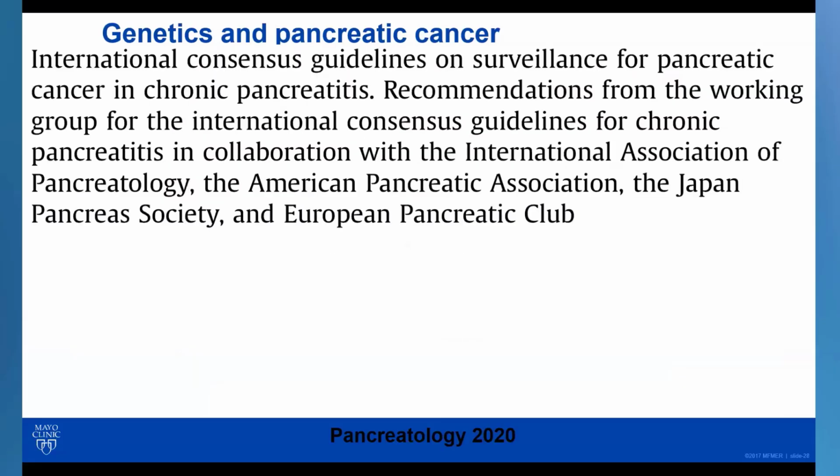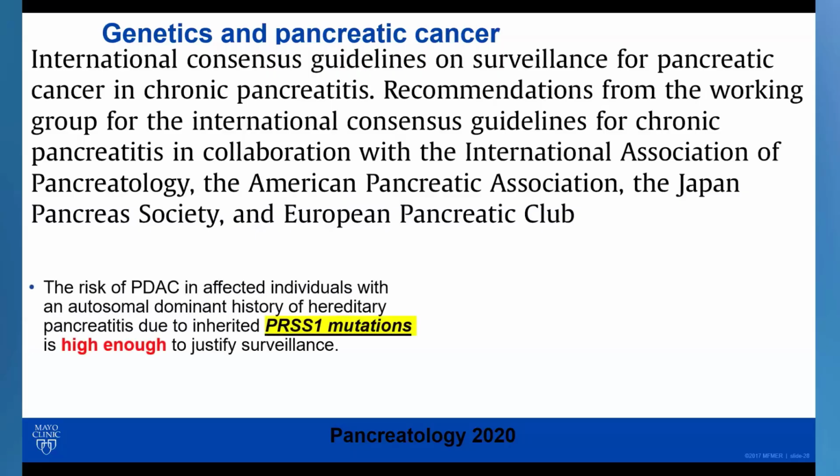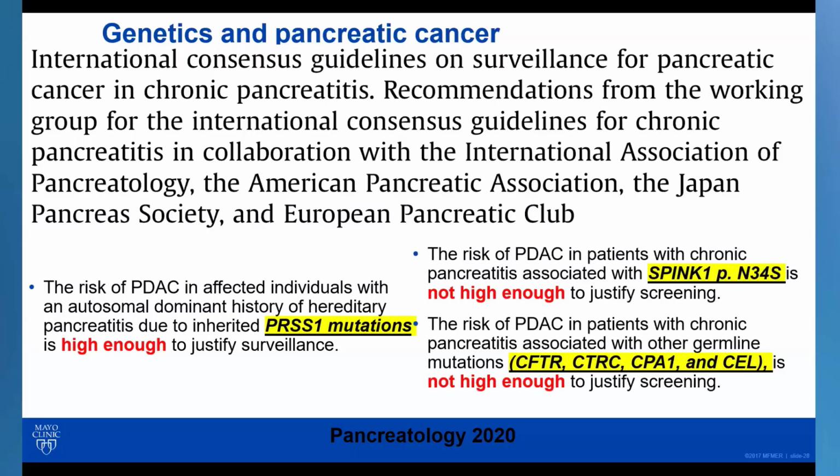However, a much more robust group of pancreatologists looked into this, and they came up with a very different recommendation. So when it comes to PDAC risk or pancreatic cancer risk, in those who have underlying hereditary pancreatitis related to PRSS1 mutation, there is a decent level of agreement that the evidence is high enough to justify surveillance in that particular population, but not with the others.